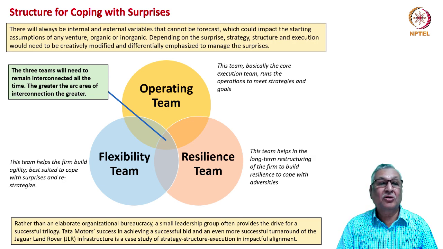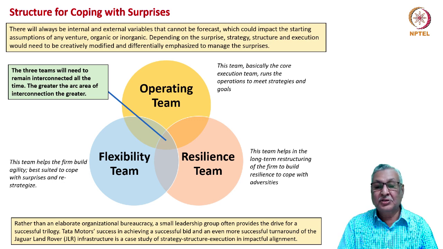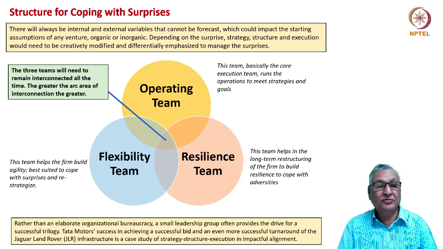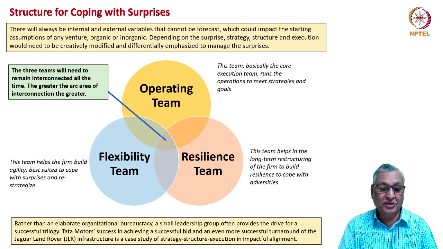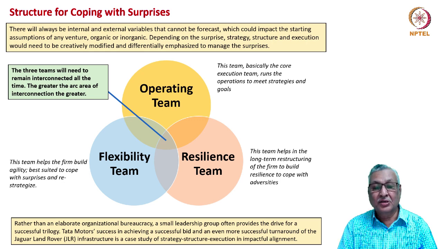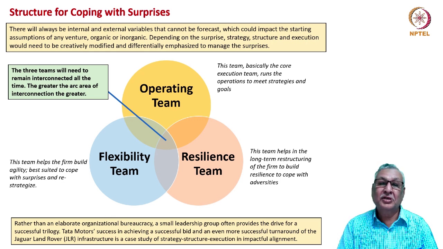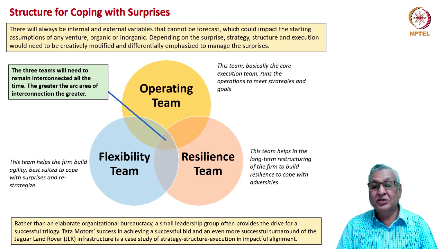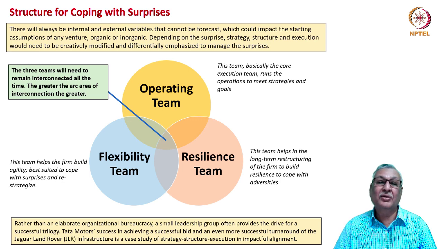They have to remain interconnected all the time. The greater the area of interconnection, the greater would be the effectiveness of the organization. Rather than an elaborate organizational bureaucracy, a small leadership group can often provide the drive for a successful trilogy, as I have highlighted. Tata Motors' success in driving future growth through JLR was an indication that when teams assemble together in this format, they can cope with surprises, and they can make sure that mutual support is available from different parts of the arm. And when strategy, structure and execution are run in impactful alignment, any decision despite the environmental uncertainties could eventually turn out to be good and appropriate.